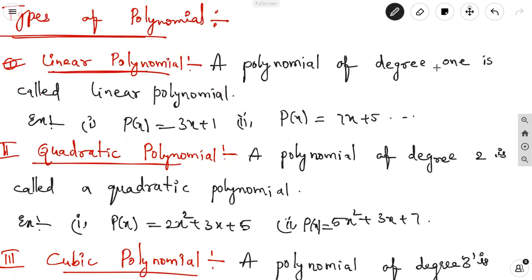A polynomial of degree 1 is called linear polynomial. For example, P of x equal to 3x plus 1. Just here you can observe x is nothing but x power 1. Here the degree, the exponent, is 1. So it is linear. Here also 7x plus 1, linear. Quadratic polynomials. A polynomial of degree 2 is called quadratic polynomial.